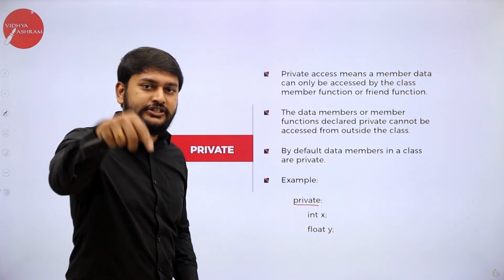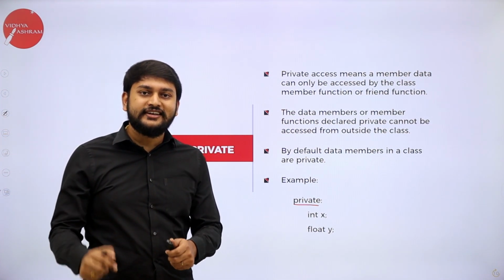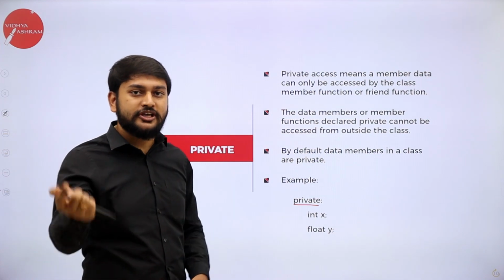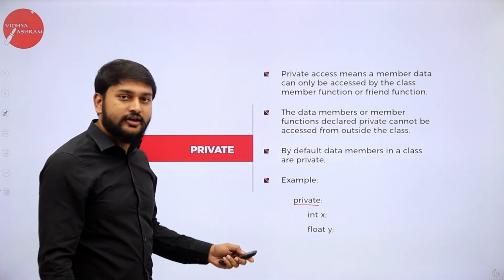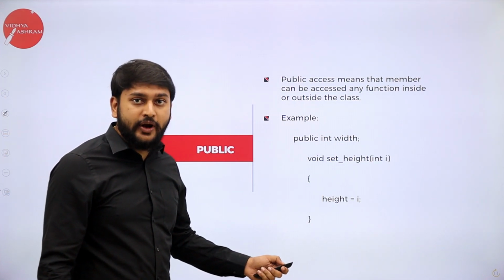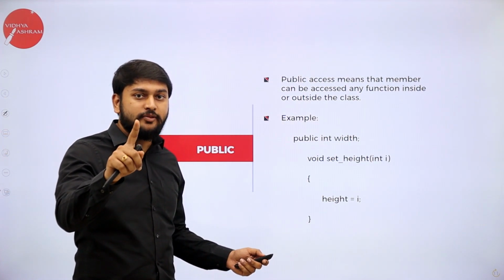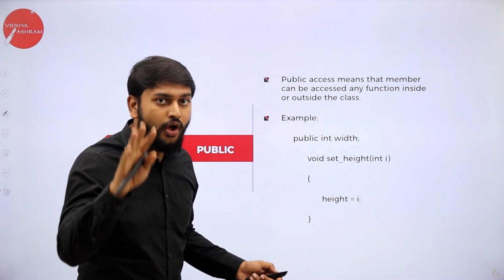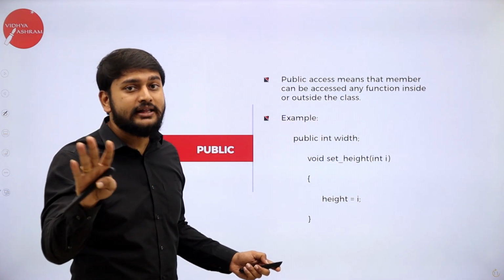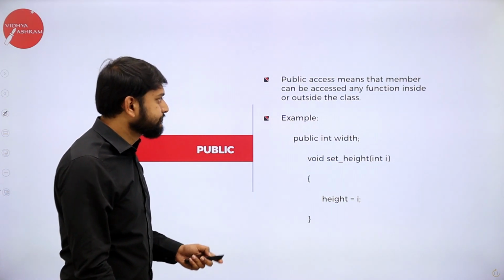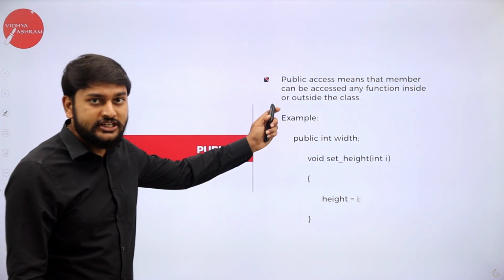Sir, who is that he or she you are mentioning? My dear students, I meant the object which I am going to create for this class. Sir, what is object? I will discuss that in the coming concepts. Hope you understood. Private means if I declare any data members inside private, only members which belong to that particular class can access them, nobody else. Remember that. Moving on to the next one, that is public.